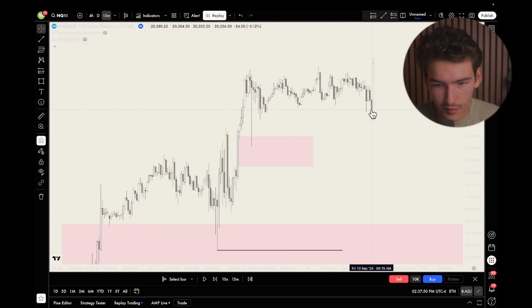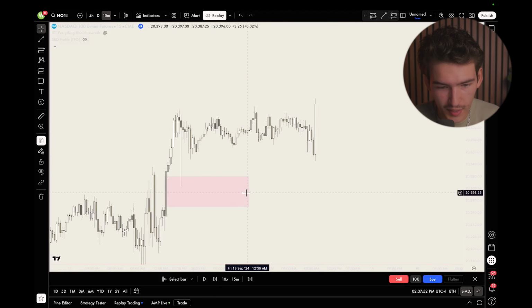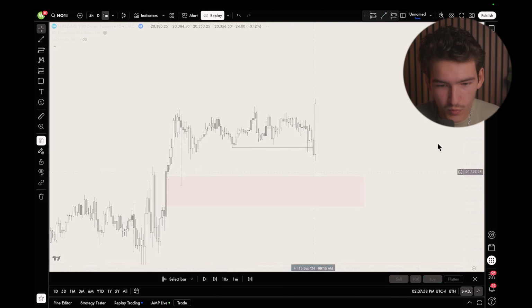Market continues to chop. Let me see where open is. So market opens immediately here. And again, what are we doing here? Market comes down, takes internal sell side. So this is what I would be looking for at open.